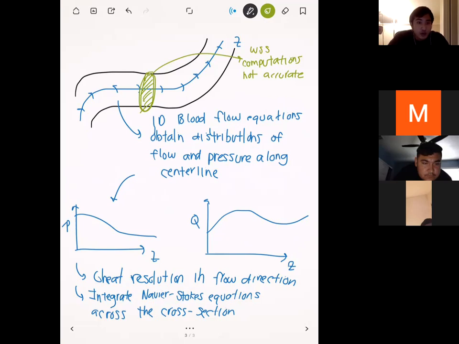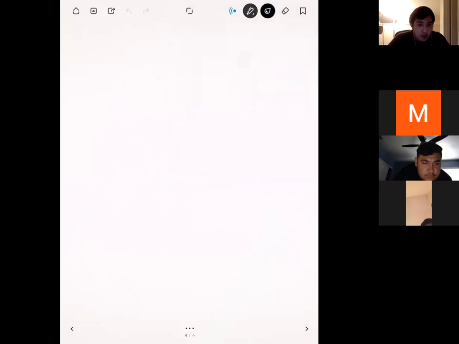All right. Any other questions on this? Okay. All right. So let's do a quick comparison here about what we're actually looking for in the 1D equations.